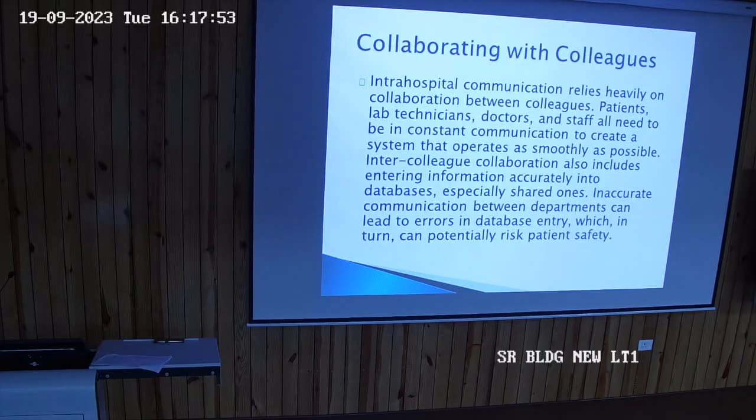Next is collaborating with your colleagues. Intra-hospital communication relies heavily upon collaboration between colleagues, patients, lab technicians, doctors and staff. All need to be in constant communication to create a system that operates as smoothly as possible. Inter-colleague collaboration also includes entering information accurately into databases, especially shared ones. Inaccurate communication between departments can lead to errors in database entry, which in turn can potentially risk patient safety.